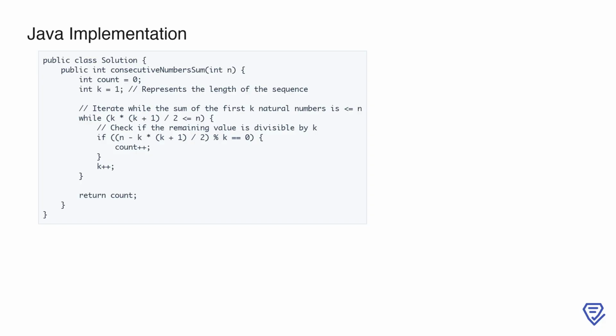Key differences include Java's explicit type declarations and the use of integer arithmetic. The solution determines if a valid sequence exists for each k by ensuring the remaining value after subtracting the sum of the first k natural numbers is divisible by k.